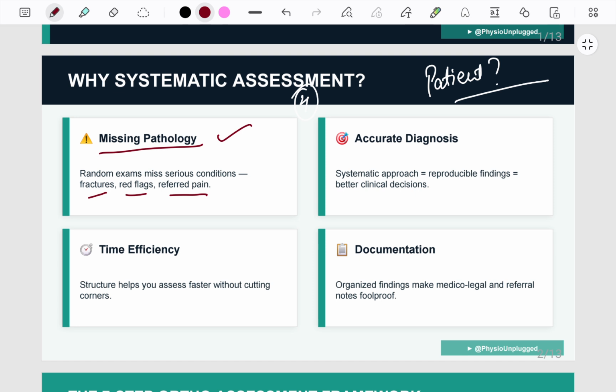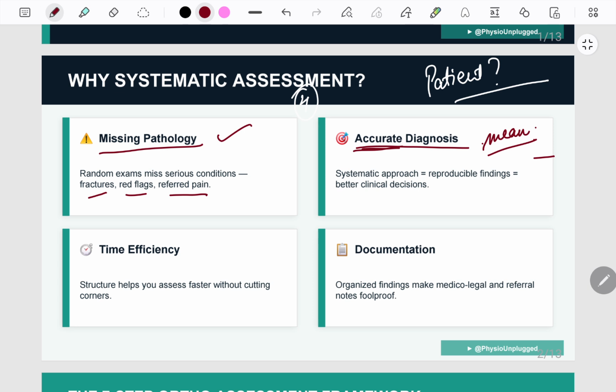Then the second thing is that systematic assessment gives us an accurate diagnosis. Now, accurate diagnosis is when our findings are structured and they mean something. Another clinician, if he does the same examination, he will also get the same result. It means the diagnosis was accurate.